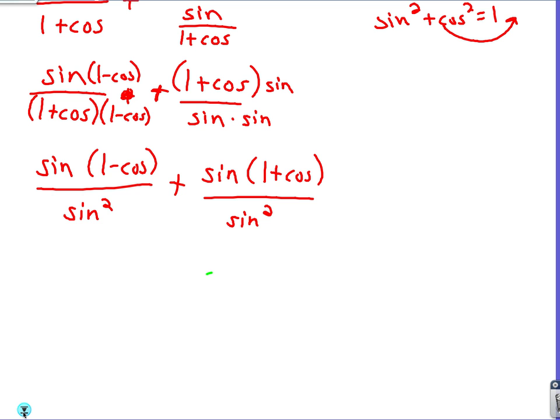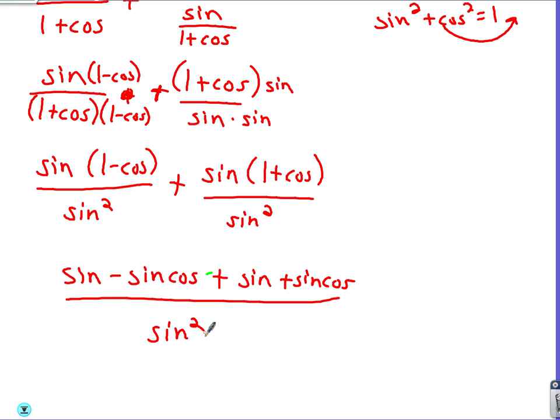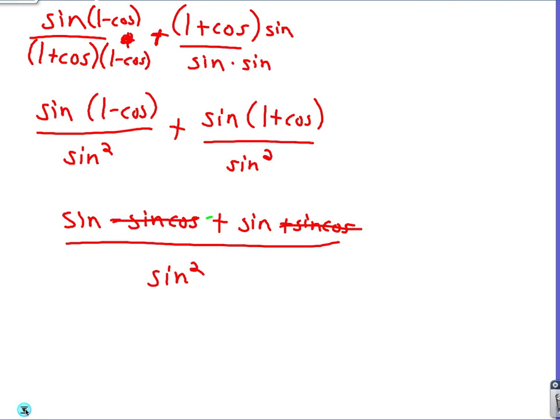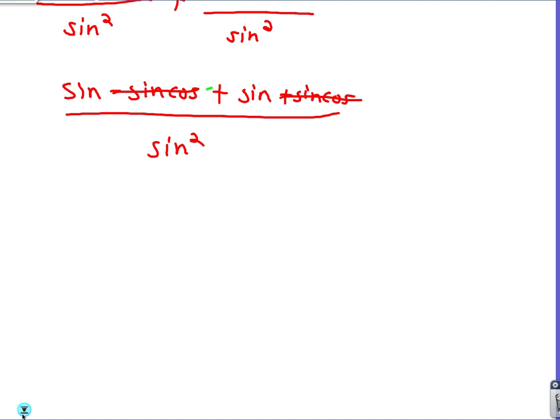I can combine like terms, or I can, well, let's do this. Let's distribute on top. Sine minus sine cosine plus sine plus sine cosine all over sine squared. Minus sine cosine and plus sine cosine cancel out. Gives me 2 sines on top. Gives me sine squared on bottom. That's much cleaner.